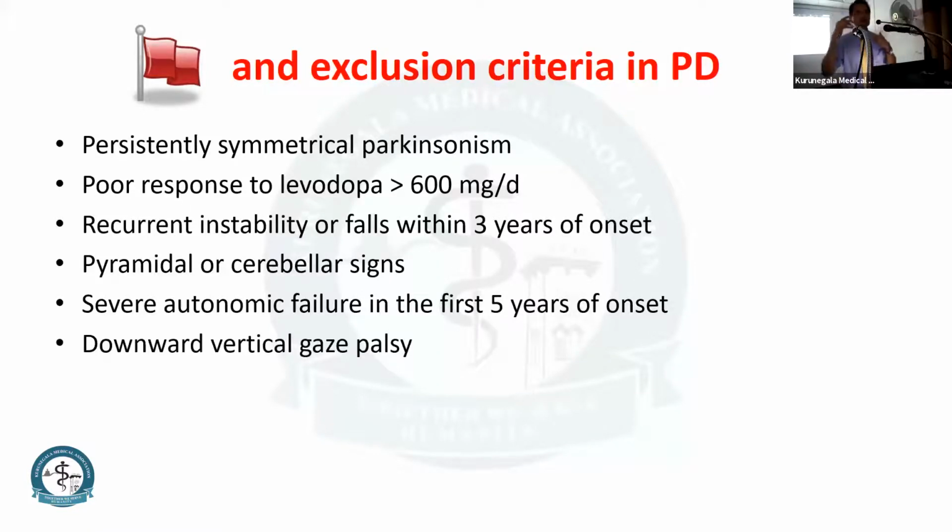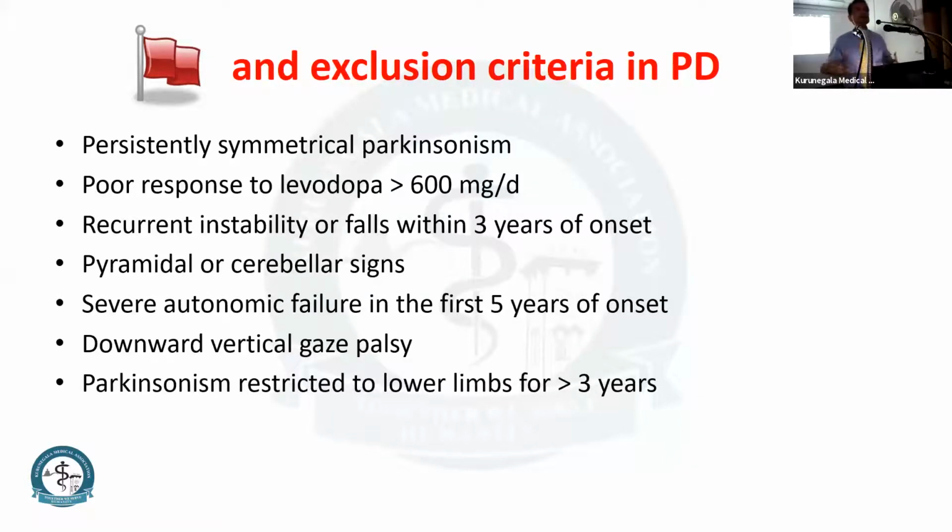Vertical gaze palsy. Now in Parkinson disease, we routinely look for eye movements, up, down, sideways. Because when you ask the patient to look up, he's not looking up. You ask him to look down, he's not looking down. That is a vertical gaze palsy. That occurs in atypical Parkinsonian syndrome, not in Parkinson disease.